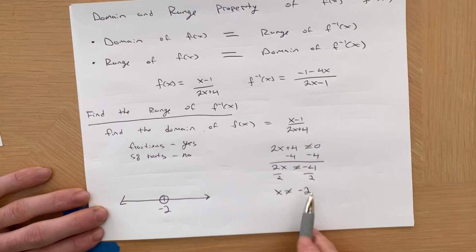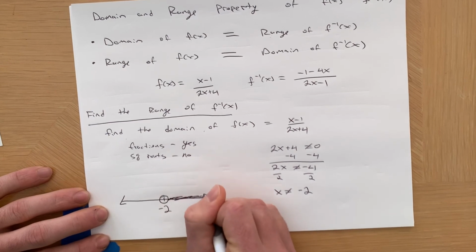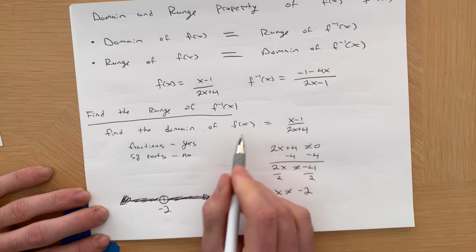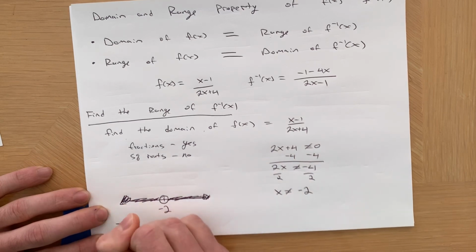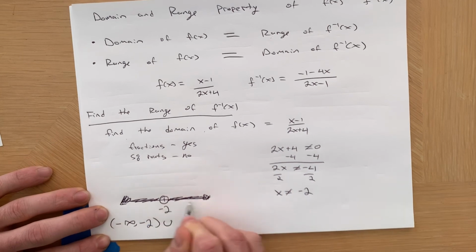Because when x is minus 2, the bottom of this is 0. But that's the only issue. So all these numbers to the right, those don't cause a problem. All these numbers to the left, those don't cause a problem. So the domain of f of x is going to be minus infinity up to minus 2, union minus 2 to infinity.